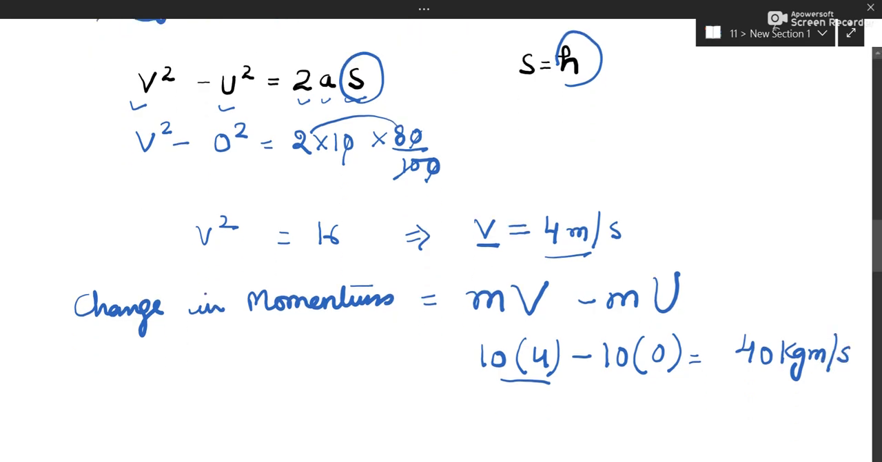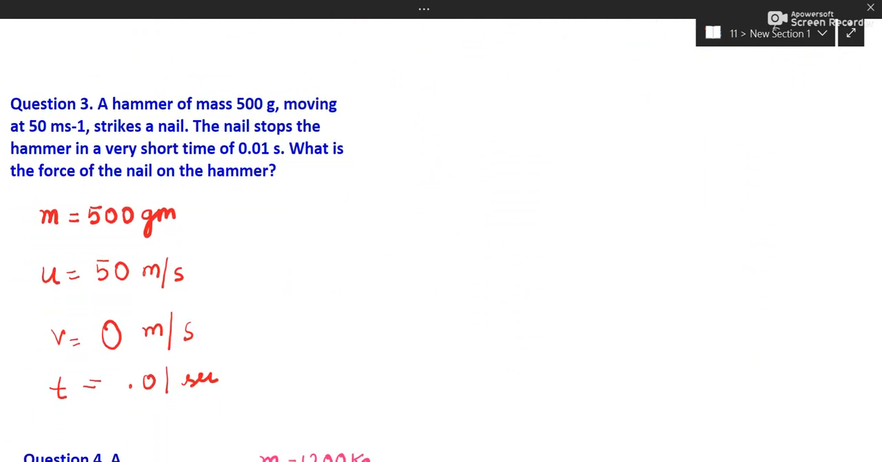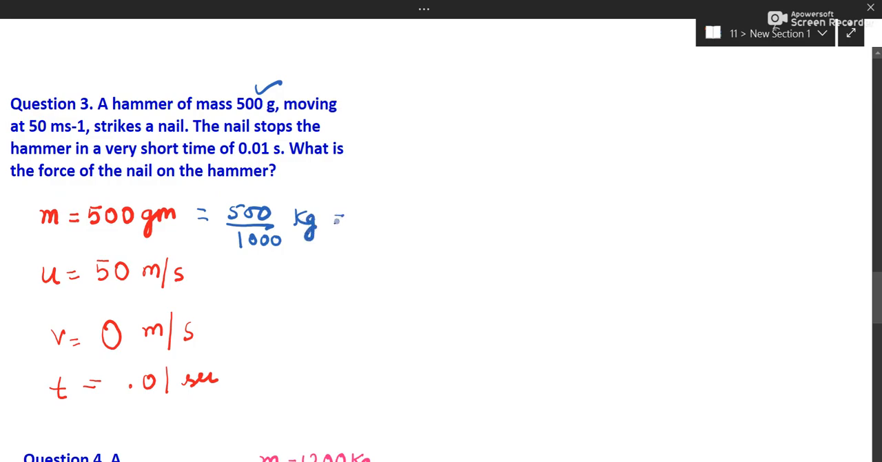So let us shift to the next question. Yes, next question is this. A hammer of mass 500 gram. It is in grams, so we'll convert it into kg. That is 500 by 1000. We should convert everything into SI units. So basically it is 1 by 2 kg, half kg.